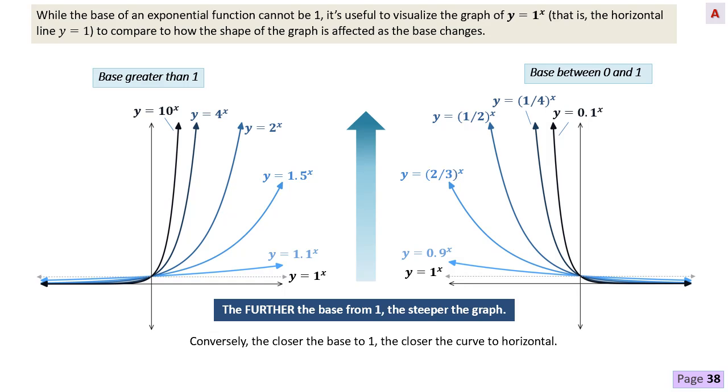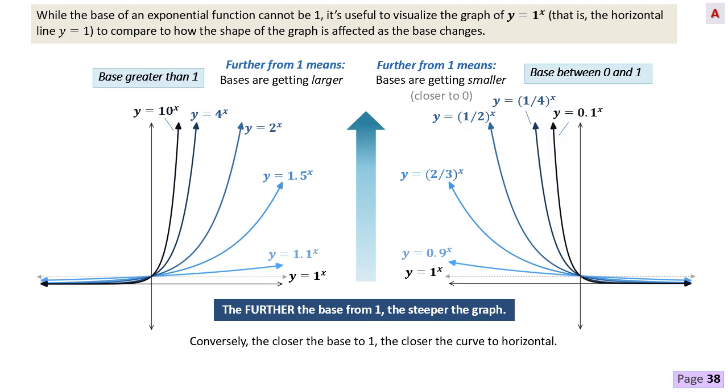This is because the further the base value is away from 1, the further that curve will be away from the line y equals 1 to the x. So the steeper the curve. This is enough to help us picture our graph and distinguish between two cases where the bases are different in value.